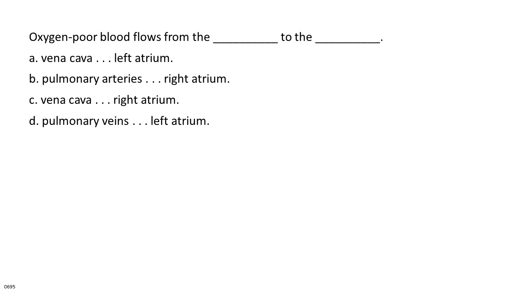Oxygen-poor blood flows from the dash to the dash. A. Vena cava. Left atrium. B. Pulmonary arteries. Right atrium. C. Vena cava. Right atrium. D. Pulmonary veins. Left atrium.